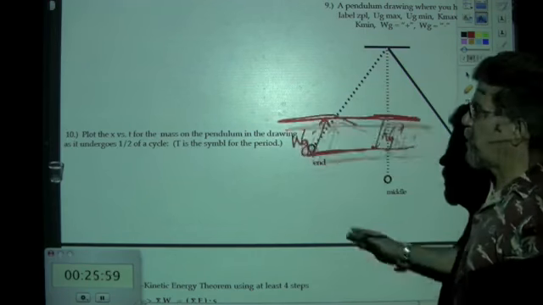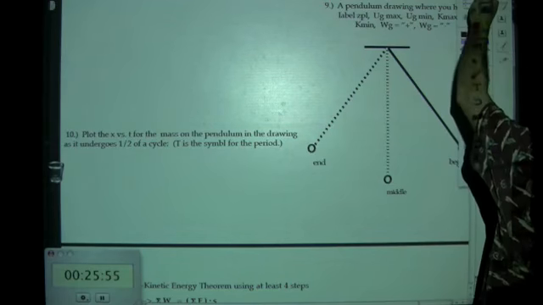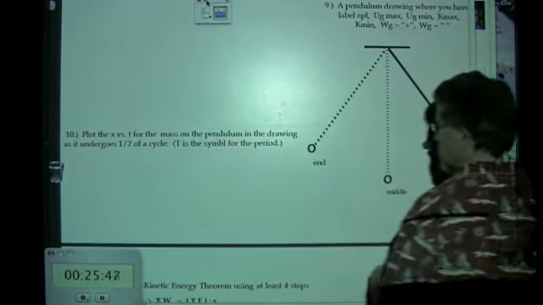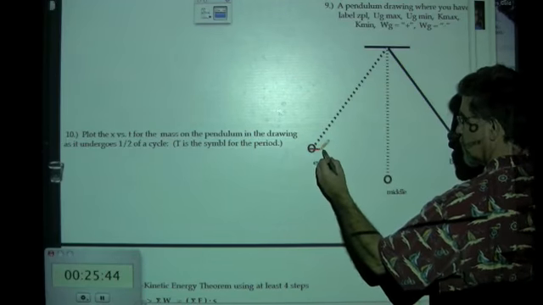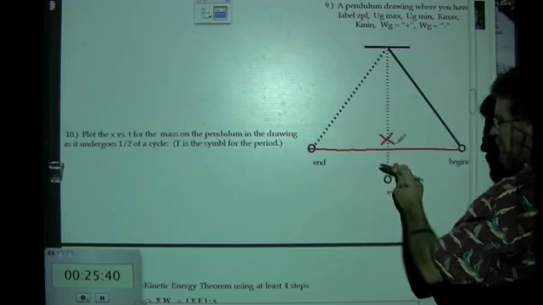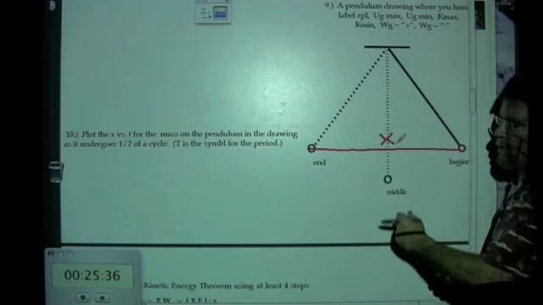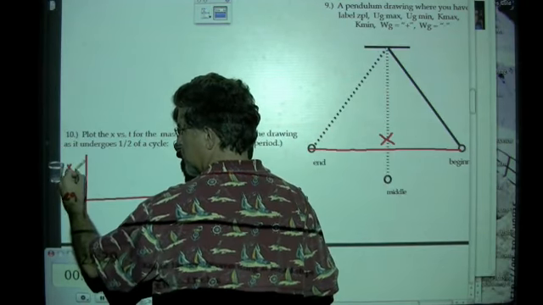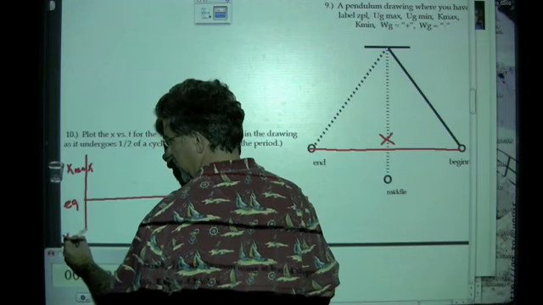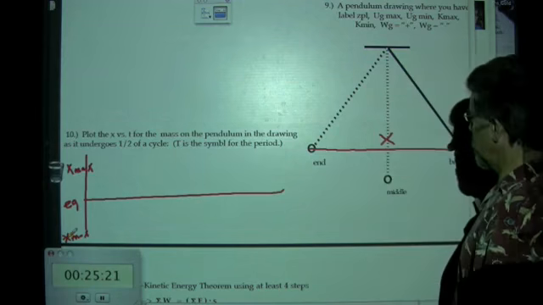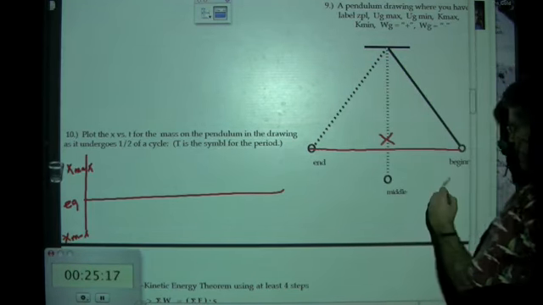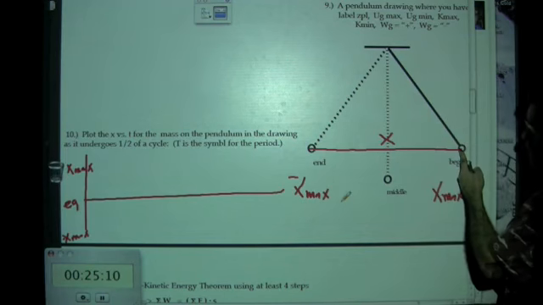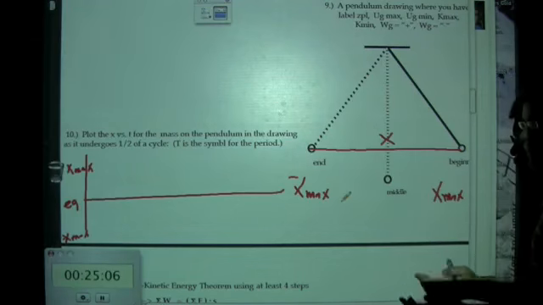Now, what else we got next? Oh, it says plot the x versus t for this mass. All right. So I want the x versus t. Well, this is x. If we're going to call that 0, I'm going to say that's x0. And here's your equilibrium. Here's your x max. Here's your x min, or negative x max, what we want to call it. So if we start at x max, this thing's going to start at x max, work its way through zero, go to negative x max. We're only plotting half a cycle.